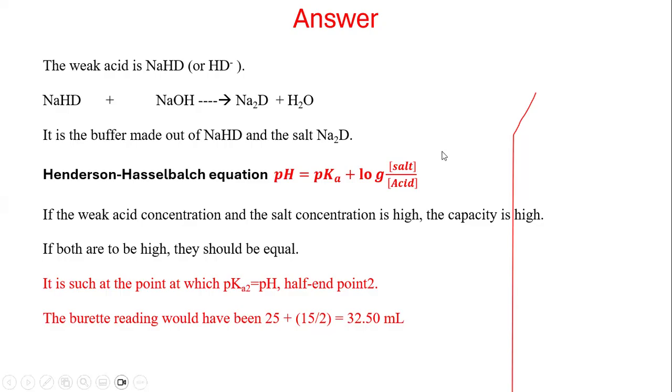So what is the point at which these two are equal? That is the half endpoint. At the half endpoint, pH is going to be pKa. What is the half endpoint value? After the first endpoint, the first endpoint is 25, the second endpoint is 50. So half of the second endpoint is going to be 7.5, 25 plus 7.5, 32.5. Did anybody get this?